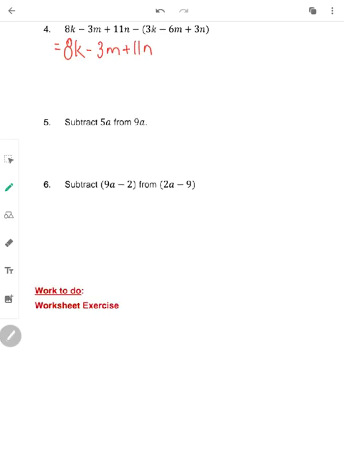Okay, so firstly we multiply the negative 1 that's in front of the brackets by each term inside the bracket. So it becomes negative 3k. Then a negative times a negative is a positive. 1 times 6m is 6m. And then in the last term, a negative times a positive is a negative. 1 times 3n is 3n.